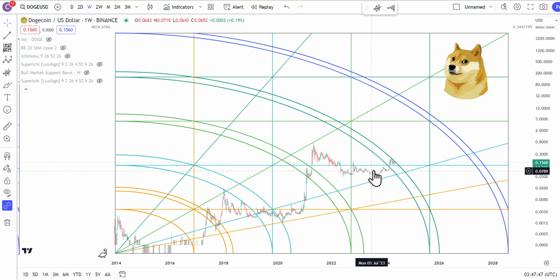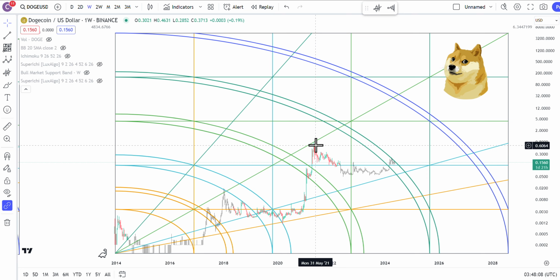I mean, it's already gone sideways here for many, many years. And the next resistance is really up here at this line over here, which is around $4. Is it going to end up hitting that? Possible. It'll probably have to battle its previous all-time high here first, right? The previous all-time high here was really around 76 cents, right?